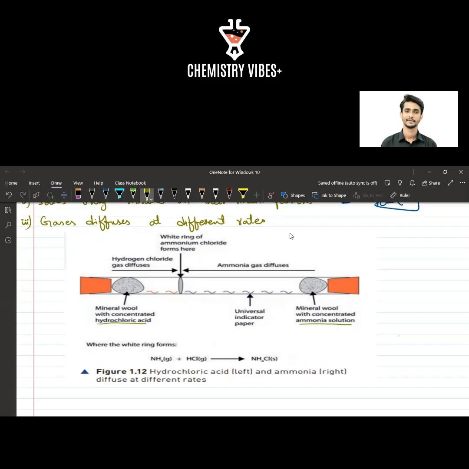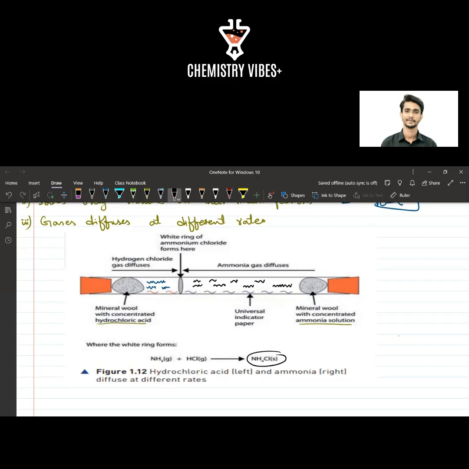What does this white ring mean? The hydrochloric acid is moving from one side, and the ammonia is moving from the other. The white ring is the product that forms when the two meet, basically ammonium chloride. The white ring is the product we got from the experiment with the ammonia and the hydrochloric acid. By this diagram, I'll ask you a simple question.